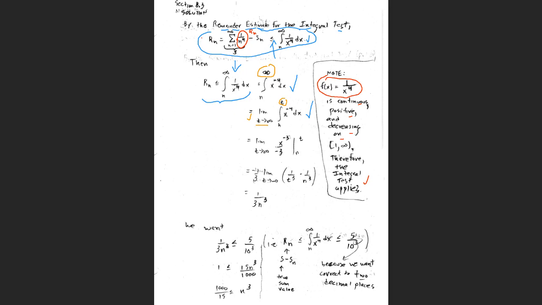Okay, all right. Well, the antiderivative of x to the negative fourth is x to the negative third over negative 3. I can factor out a negative third.